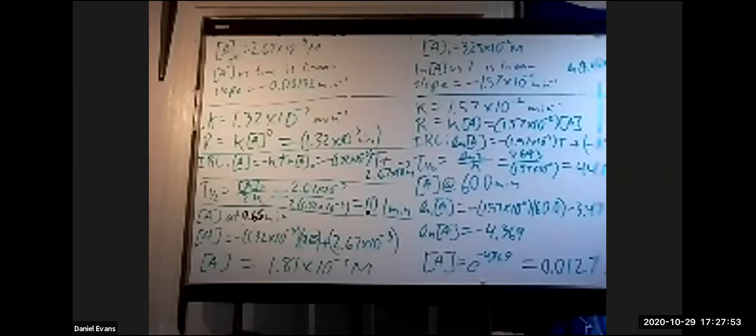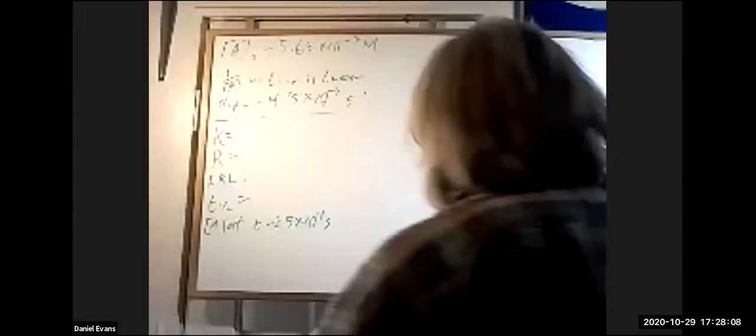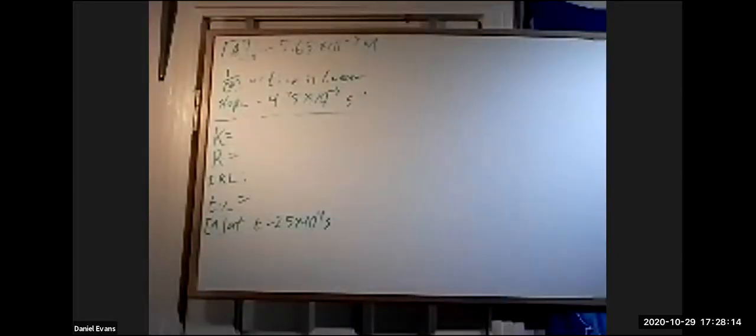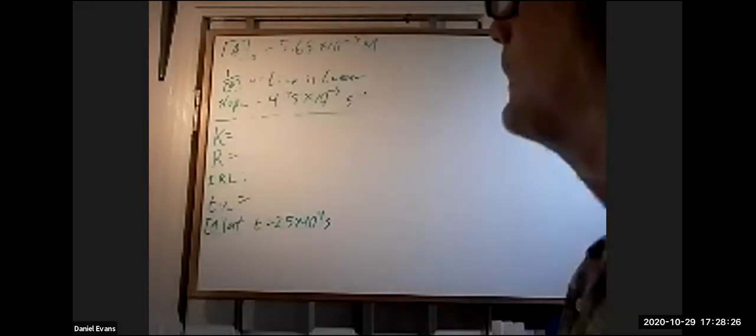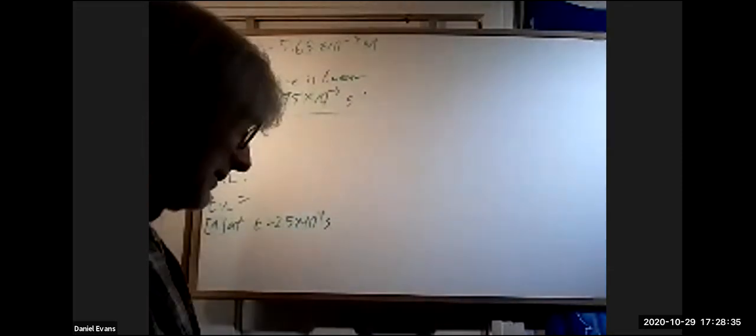So let's do one more of these. Let me swap the board. So now we have an initial concentration of 5.65 times 10 to the minus 3. And we find that the plot of 1 over concentration versus time is the most linear. And we have a slope of 4.75 times 10 to the minus 3 inverse seconds.